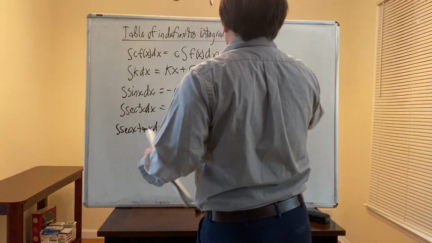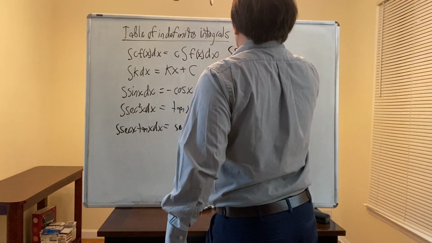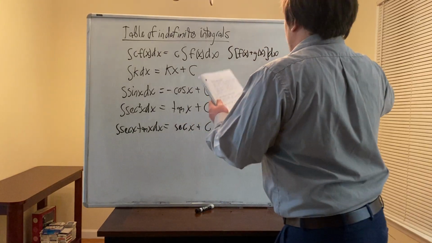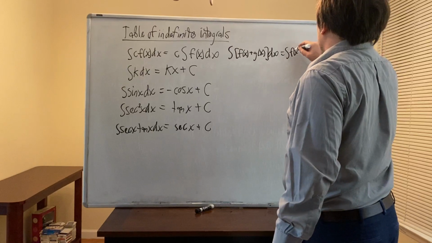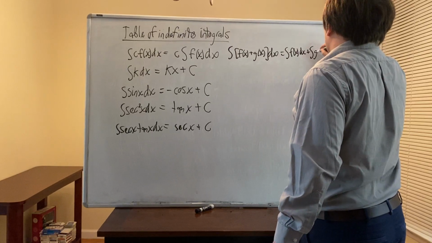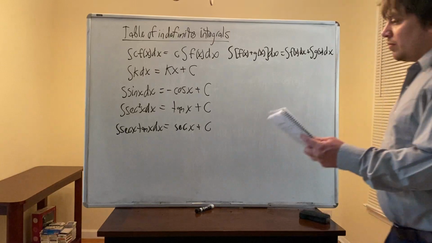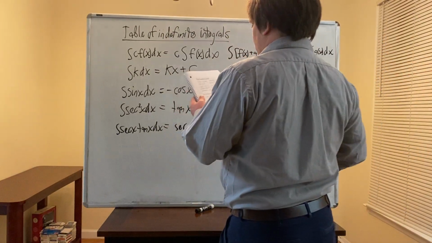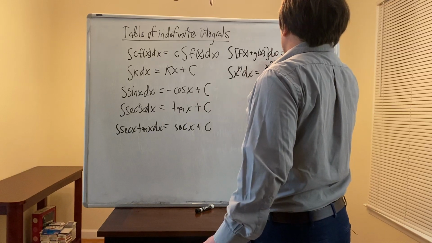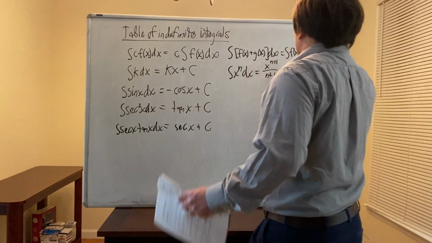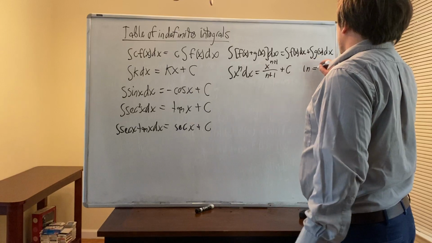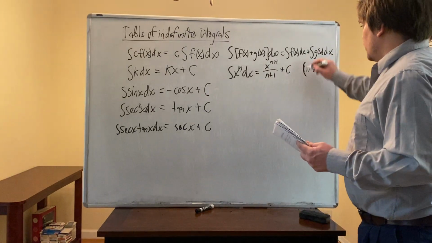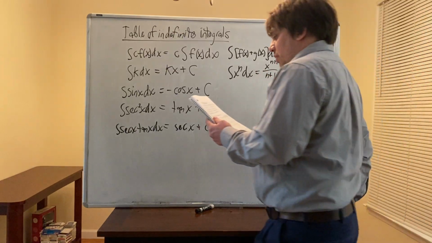Okay, the integral of f of x plus g of x dx is equal to the integral of f of x dx plus the integral of g of x dx. Okay. The integral of x to the n dx is equal to x to the n plus 1 over n plus 1 plus c, where n does not equal negative 1. So that equation holds for any n not equal to negative 1.